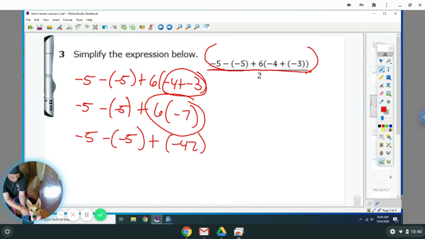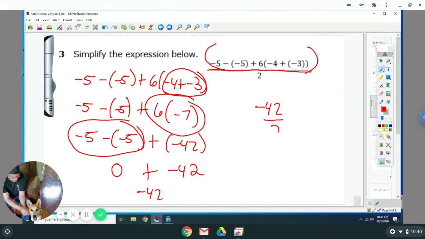The only reason these negatives are inside the parentheses, because there's nothing on the outside, is to show you that they're not subtracting, that those signs are actually negative. So now we're going to subtract. Negative 5 minus negative 5 is 0, plus negative 42. So 0 plus negative 42 is just negative 42. So now everything on the top equals negative 42. Now you have negative 42 divided by a positive 2, which is negative 21.